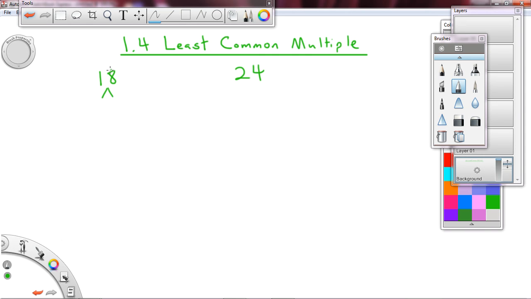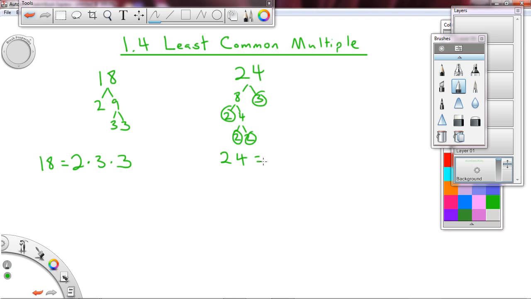So the first thing we need to do is actually get the prime factorization. So this is 2 times 9, which is 3 times 3. So 18 is 2 times 3 times 3. 24 is going to be, we've done this one quite a bit, 8 times 3. Okay. Eventually you start to memorize these numbers. And 24 is equal to 2 times 2 times 2 times 3.